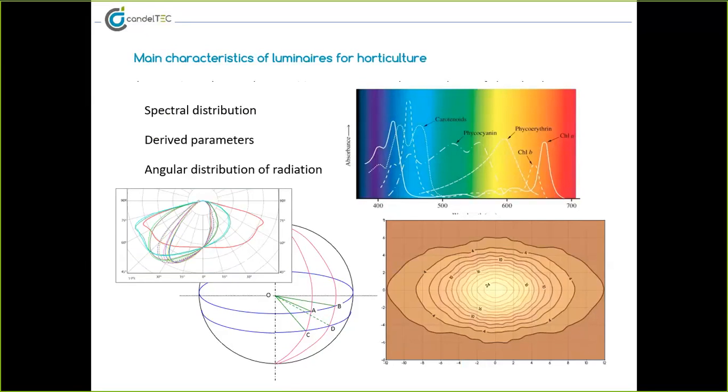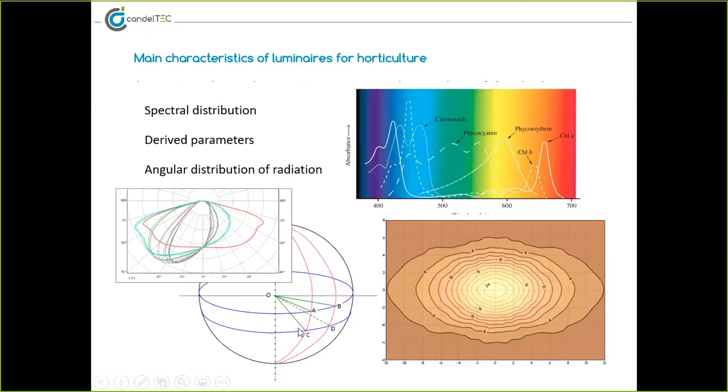the amount of radiation provided by the artificial light, and the luminaires will be used to produce uniform beds of light, so it is very important how the radiation is delivered from the product. So I will introduce these three important characteristics of the products: the spectral power distribution, some parameters obtained from the spectrum, and angular distribution of radiation.